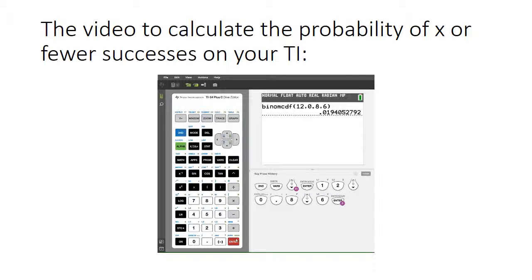Go ahead and hit enter, and that 0.019 is the probability that 6 or fewer jurors on a jury with 12 jurors are going to be Mexican American.